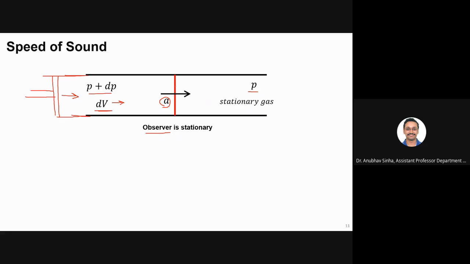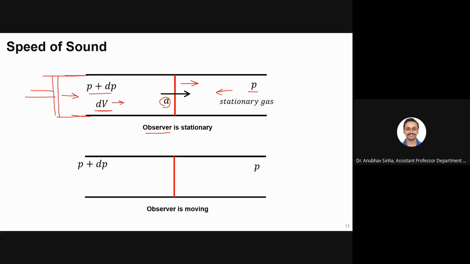If I am sitting on this wave, I am traveling to the right. Relatively, what will I be seeing? It will move in the opposite direction of velocity a. Correct. So I will see that this gas is coming towards me with the speed a. This is not acceleration, this is the speed of sound a.